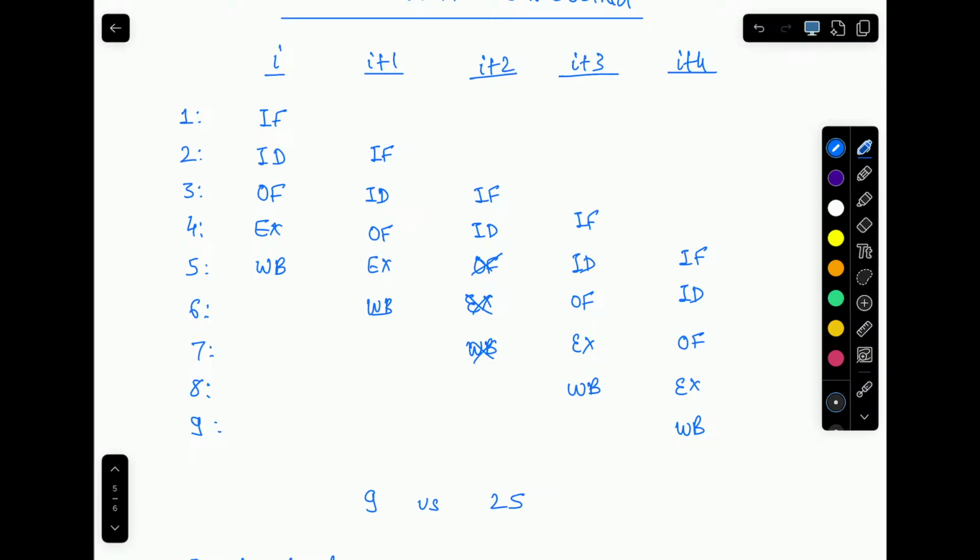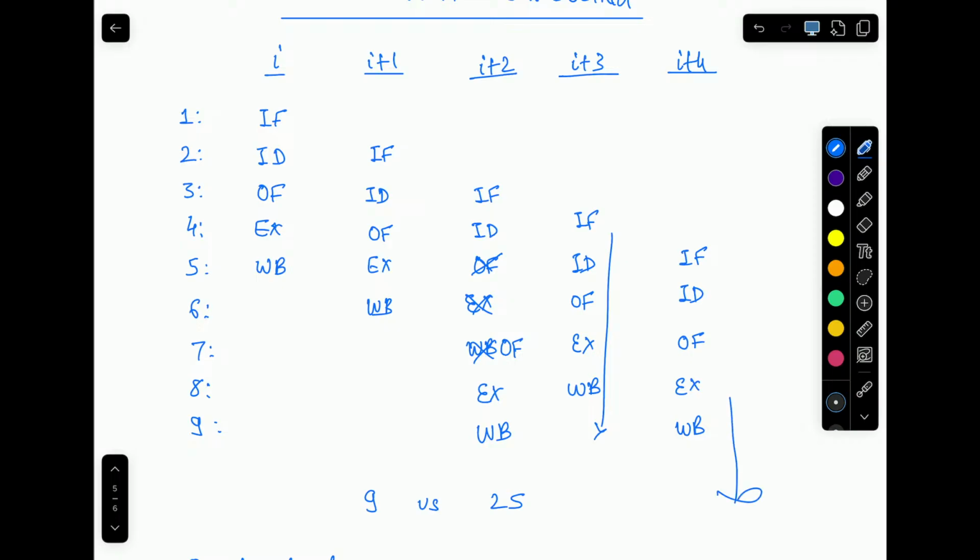Where can I schedule my operand fetch now? After 6. Let's say over here. And then I'll do execution here. I'll do write back here. Since this operand fetch happens here, and maybe if this result is also required by I plus 3, I'll have to move this down, I'll have to move this further down, and so on.